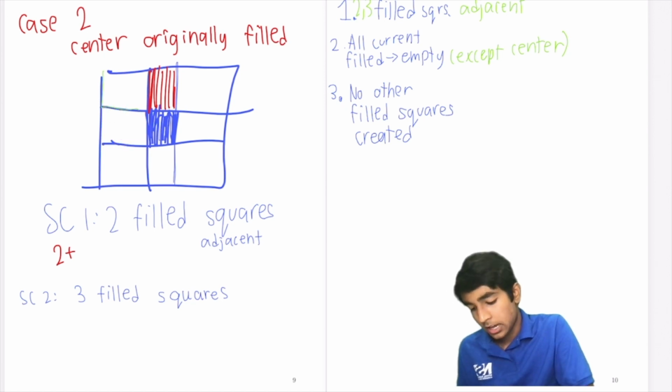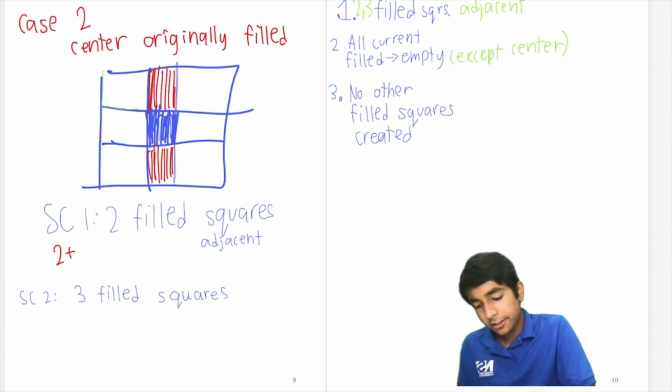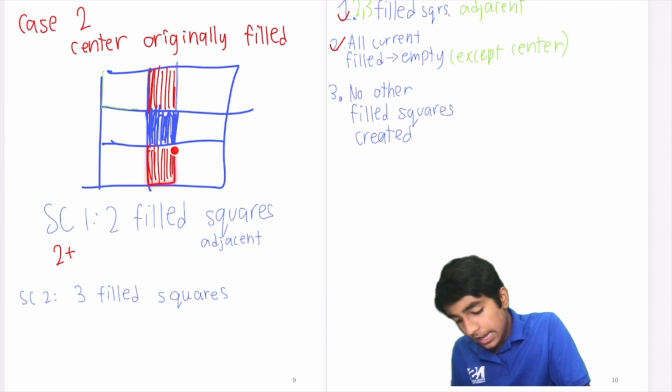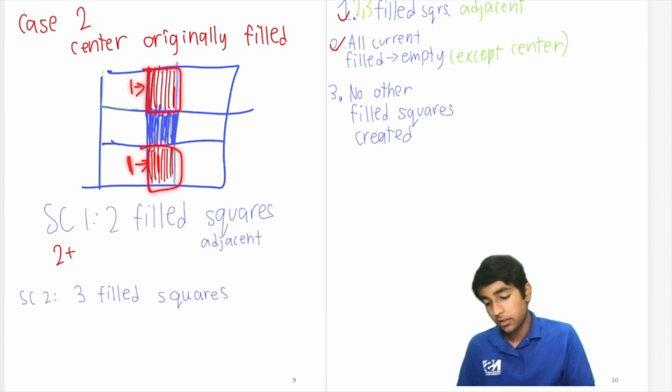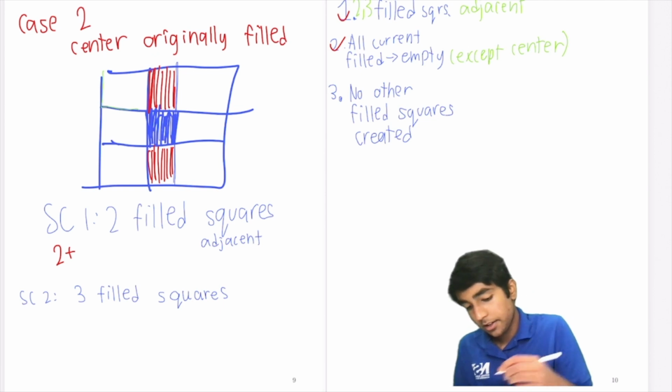But what if they're opposite? This surely has to work, right? Case 1 is satisfied. Case 2 is also satisfied because no square is adjacent to both the other ones. This square over here is only adjacent to 1, and this one over here only 1 as well. Okay, no other filled squares created.